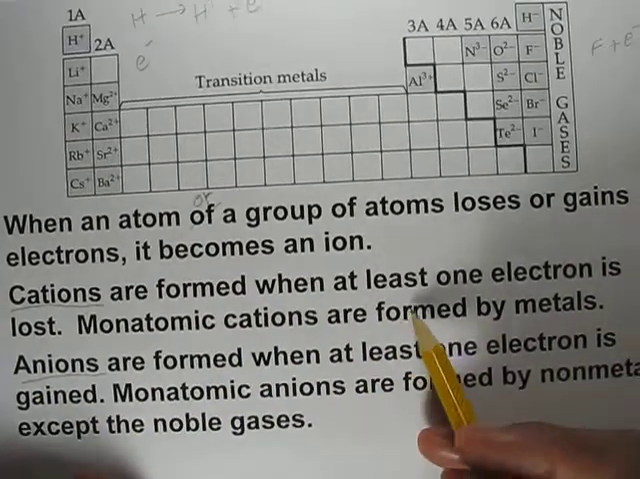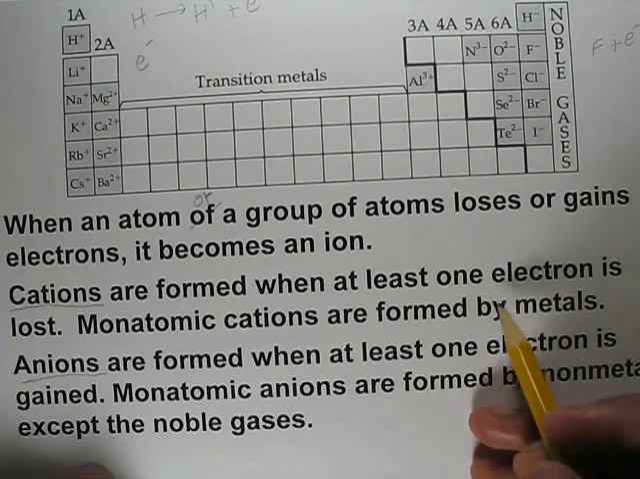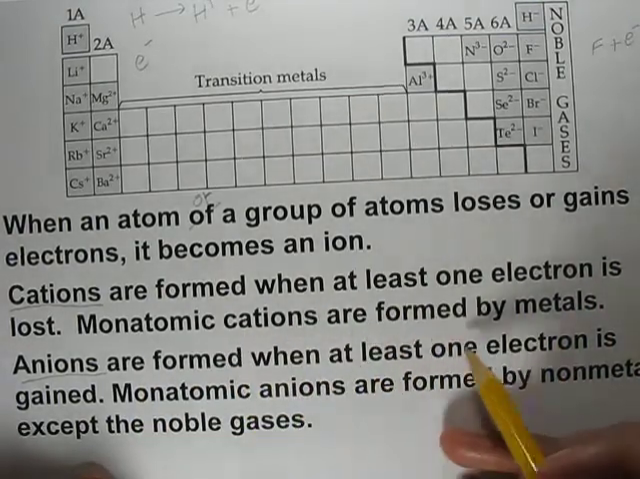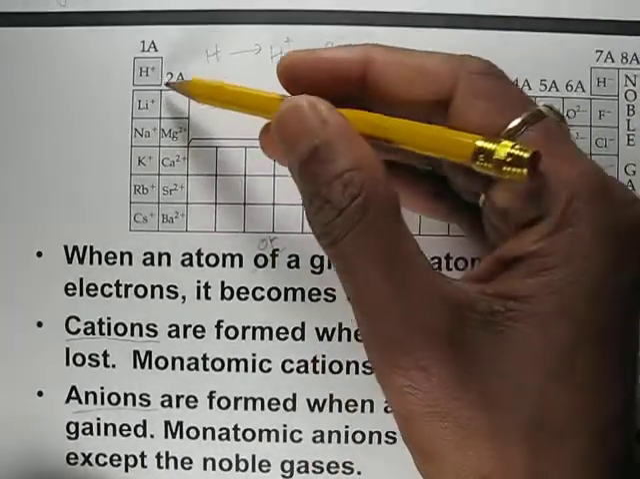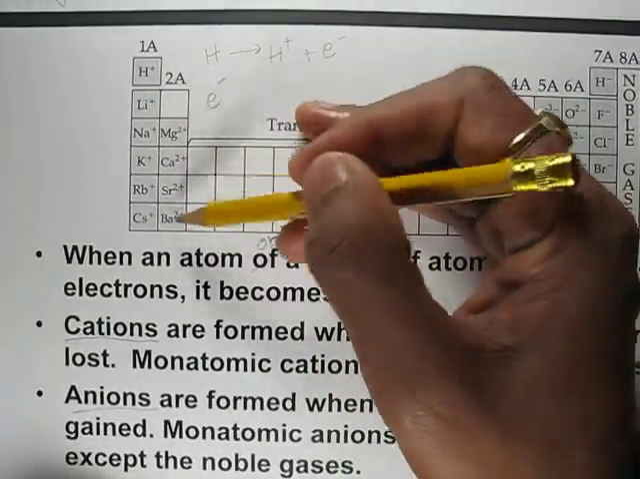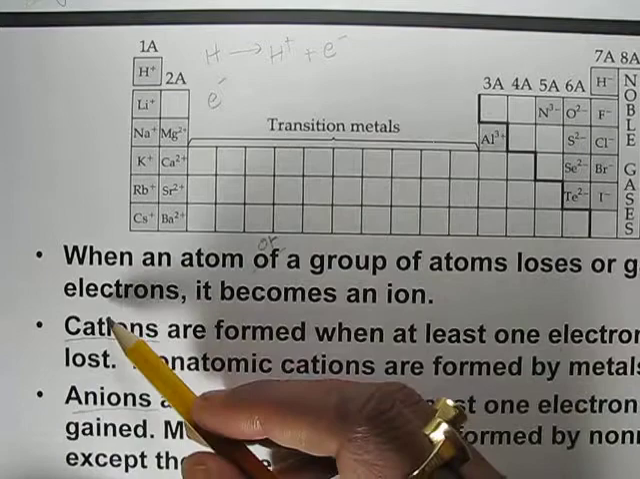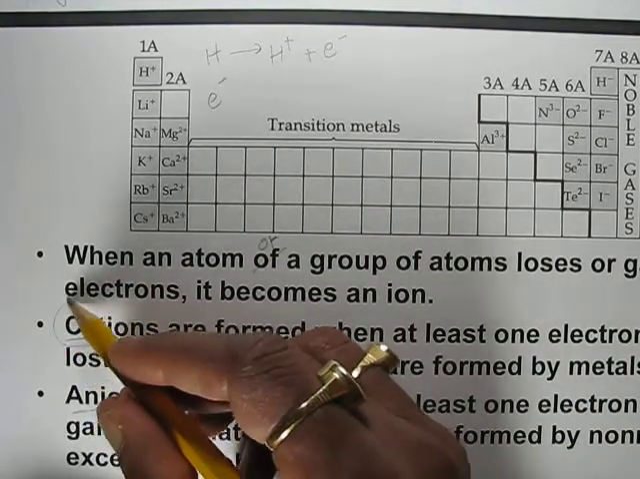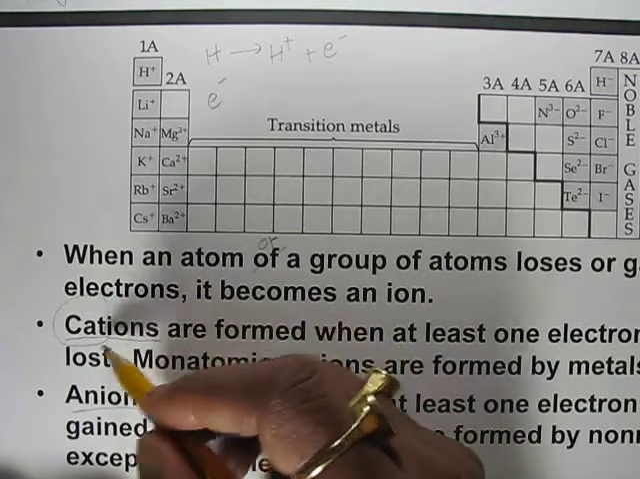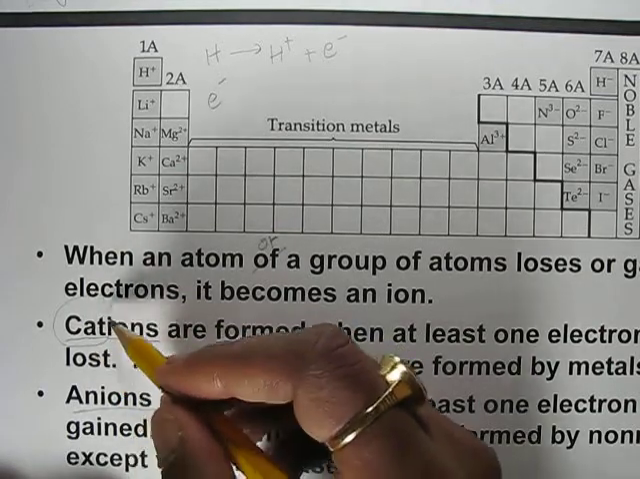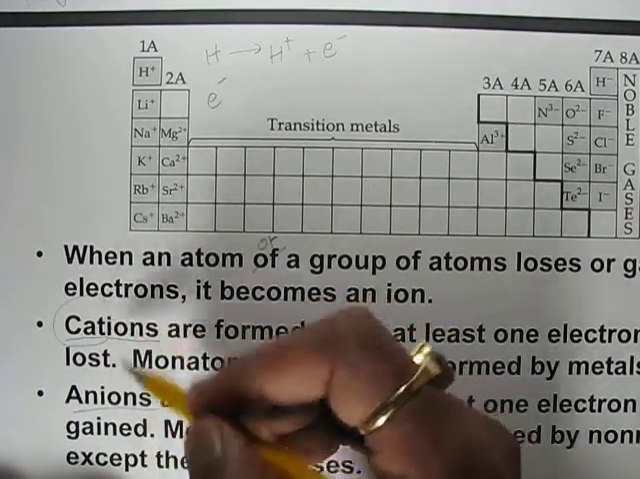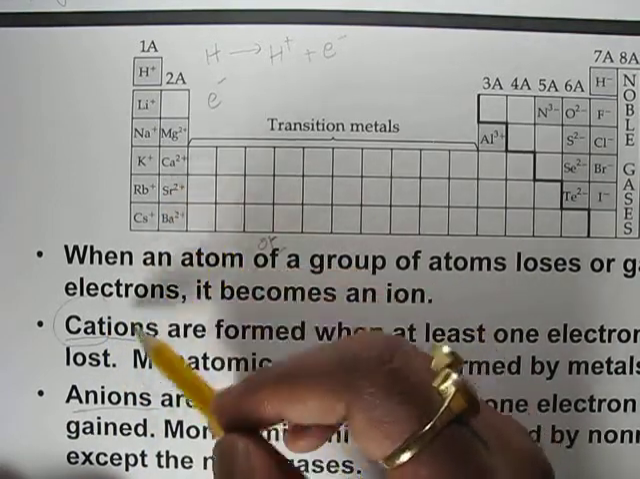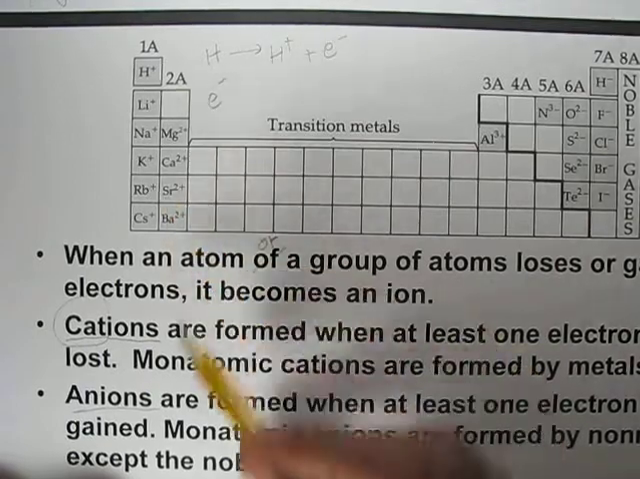Cations are formed when at least 1 electron is lost. Monoatomic cations are formed by metals. So these positively charged ions are called cations. You can also remember these cations: you can see cations have a cat, C-A-T, cat. Cats you can think of as a positive nature. So that is why you can say that cations are positively charged.